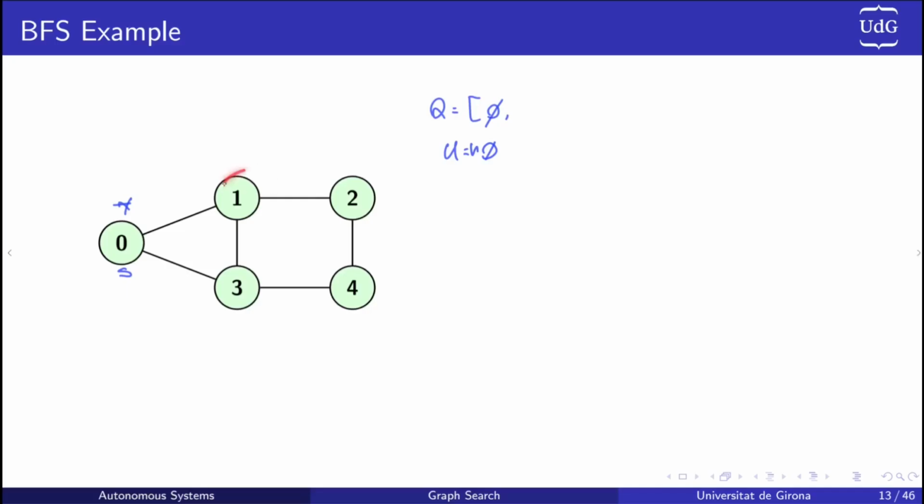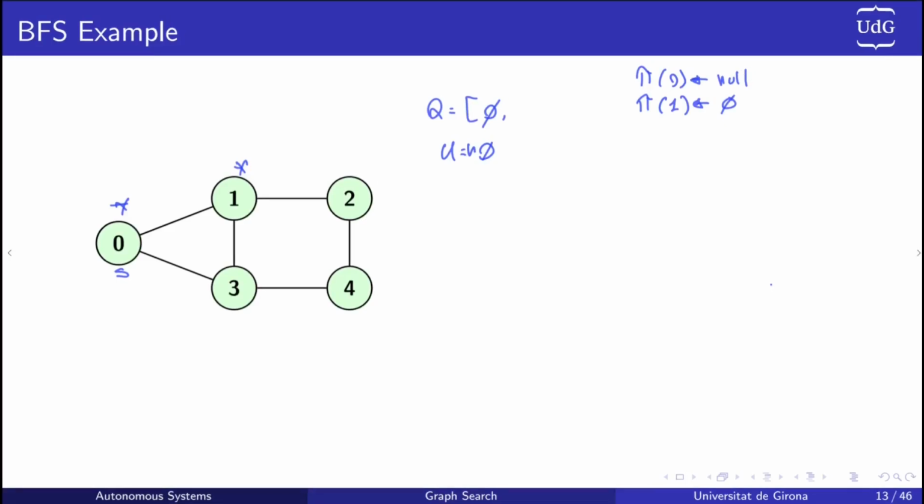Then if we pick the first neighbor of 0, we check if it's unvisited. Yes, it is unvisited. It has no cross, like I put in the other. Then the first thing is we say this is visited. Then P of 0 will be null, because 0 has no father. P of 1 will be 0, because the node U is 0. We indicate that this is visited, and then we have removed 0 from Q, but now we add U to Q.